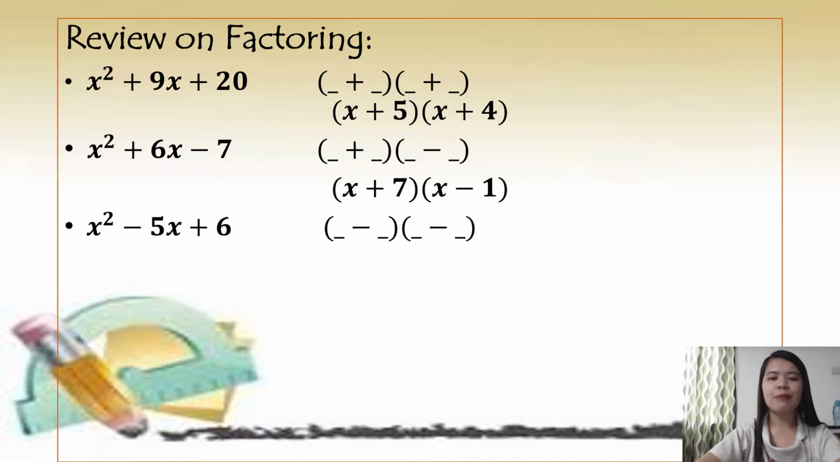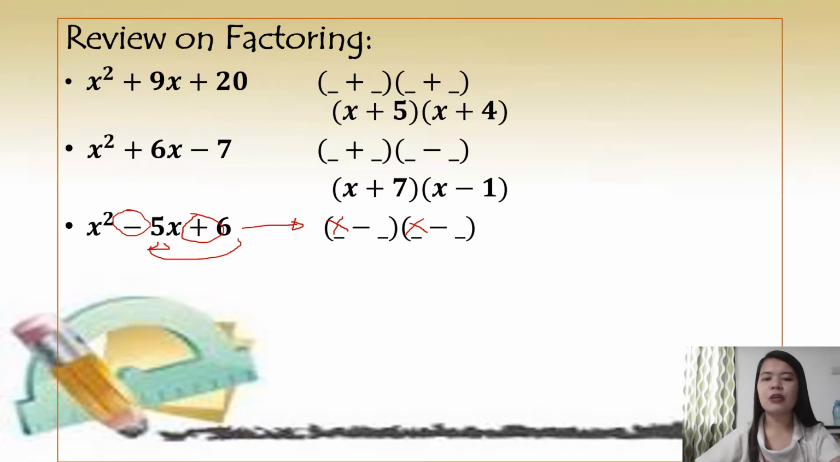For our third example, we have x squared minus 5x plus 6. Observe the sign. The negative comes before the positive. So it means in our factors, we both have a negative sign. Get the factors of x squared. We have x and x. Then the factors of 6 that when you add them to each other will result in 5. Why add? Because the signs are the same, both negative. What are the factors of 6? 1 and 6, 2 and 3.